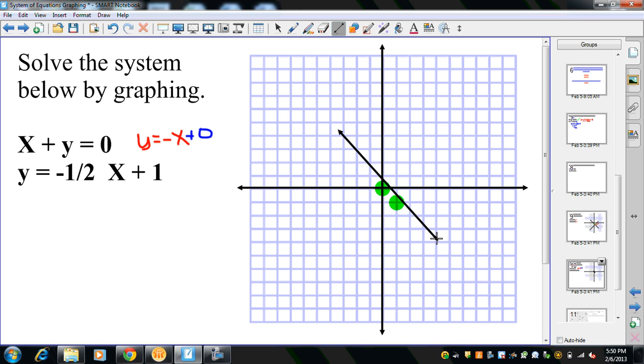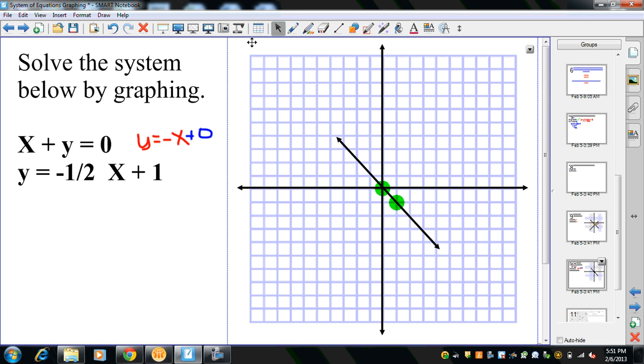And actually, I'm going to have to move this. I know that's not right. Make sure it goes in a little bit better. All right, so there's that one.